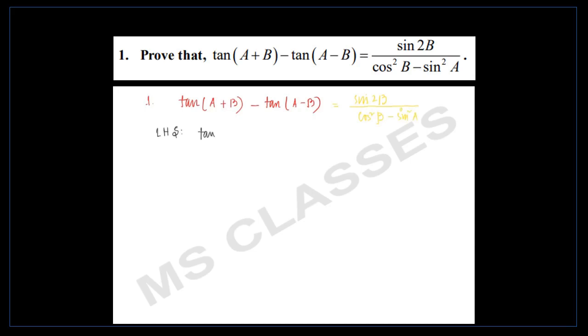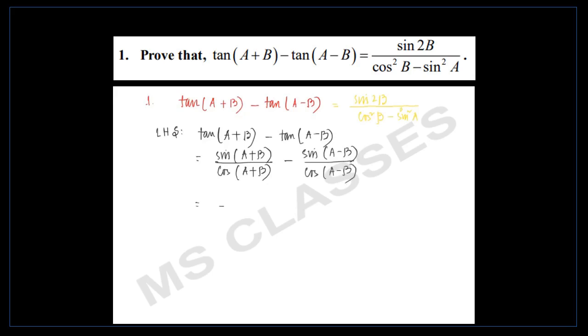Tan(A+B) minus tan(A−B). Here we can see the RHS is needed in terms of sine and cos, so here also you have to split up in sine and cos. So what we get here: sin(A+B) by cos(A+B). Next one, sin(A−B) by cos(A−B).